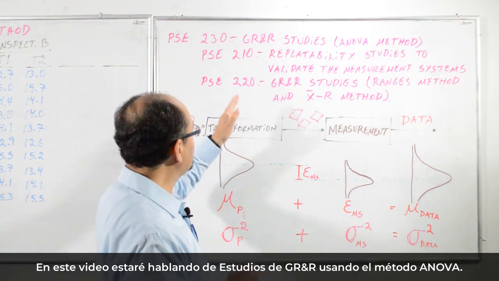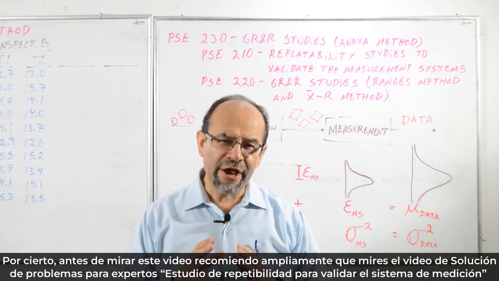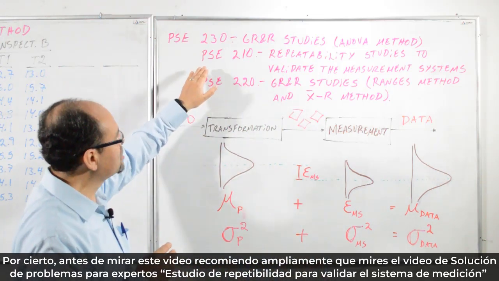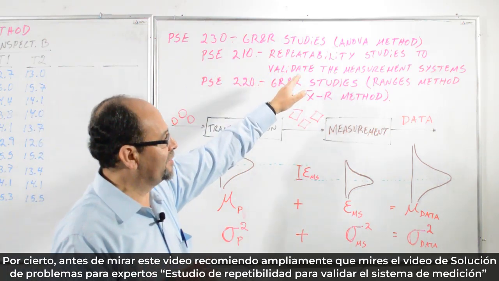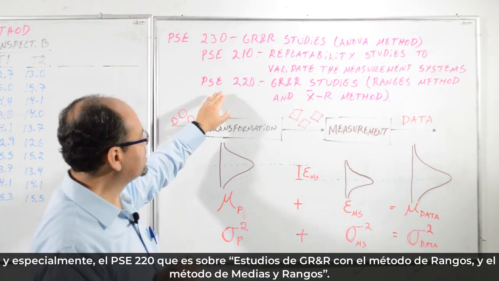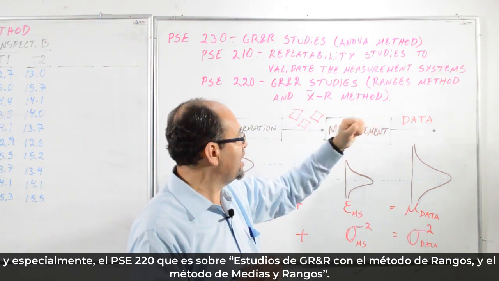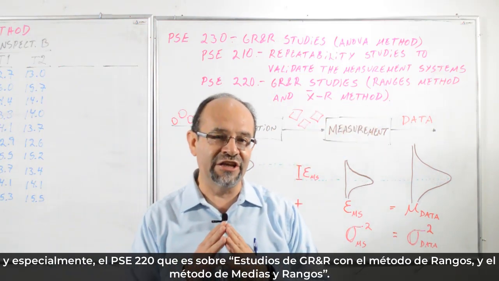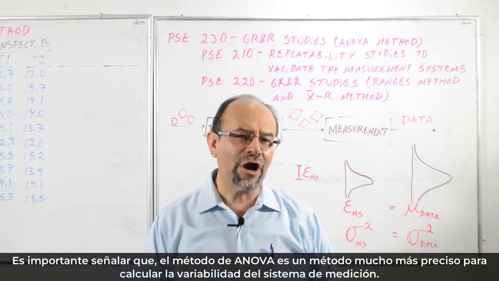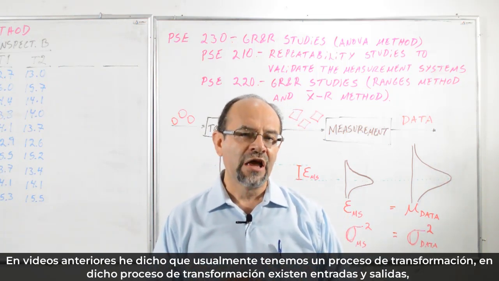In this video, I'll be talking about GR&R studies using the ANOVA method. By the way, before watching this video, I highly recommend that you watch Problem Solving Expert, repeatability studies to validate the measurement system, and especially PSE 2020, which is GR&R studies, range method, and means and ranges method. By the way, the ANOVA method is a much more accurate method to calculate the variability of the measurement system.